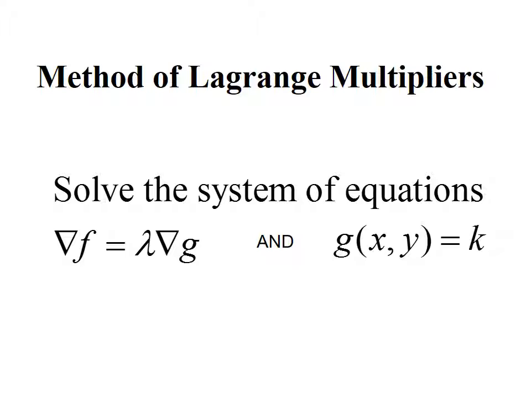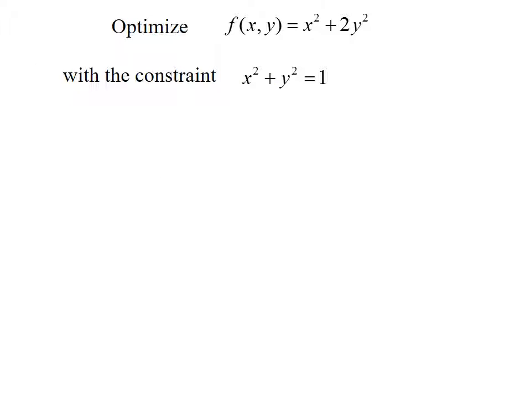We need to solve the system of equations that we get when we set the gradient of f equal to lambda times the gradient of g, and when we take our constraint function. So here's a sample problem. We're trying to optimize the function x squared plus 2y squared, and our constraint function is x squared plus y squared equals 1. So we'll find the gradient of f.